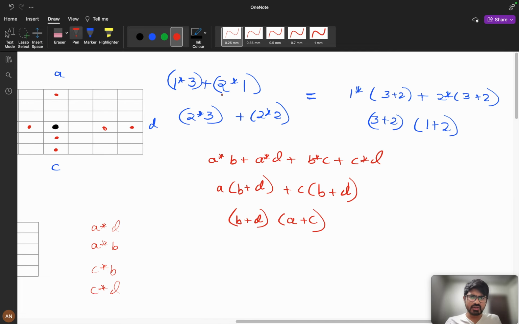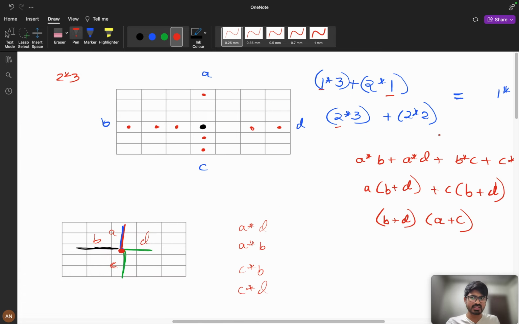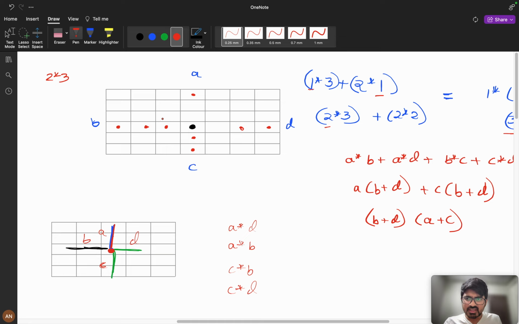Now this is my 2 into 3, and this is my 2 into 2, so only 2 points are there. If you take 1 common in this, you can form 1 into (3 plus 2). If you take 2 common in this, you can form 3 plus 2. Now 3 plus 2 and 3 plus 2 are common. So if you take that common, then it will be (3 plus 2) into (1 plus 2). What is 3 plus 2? You can see these are all my 3 elements, and these are my 2 elements excluding this one.